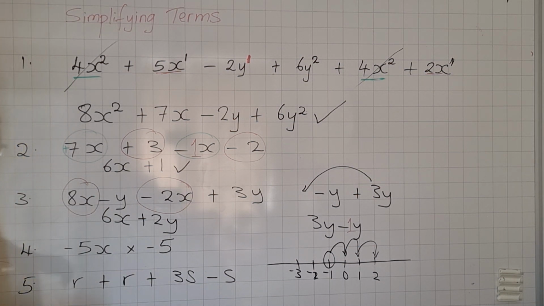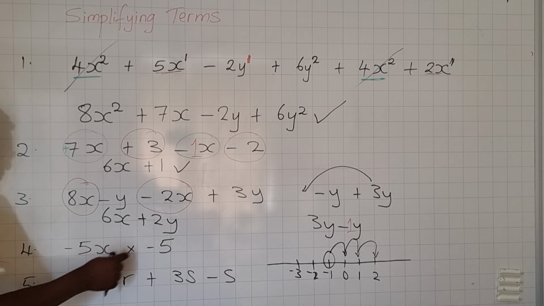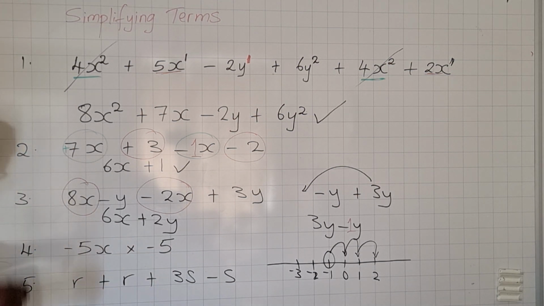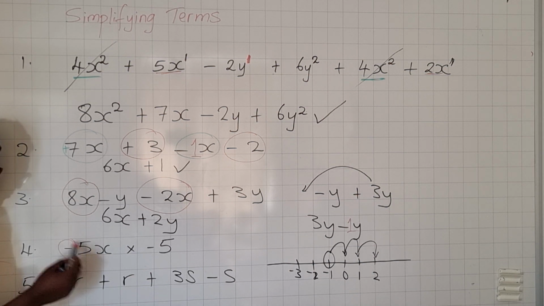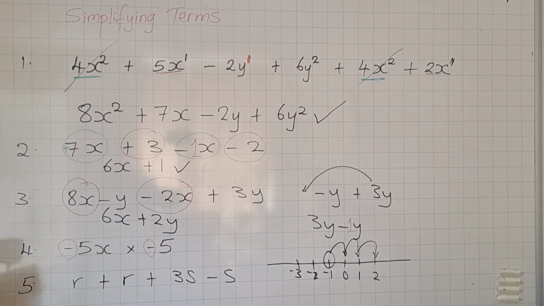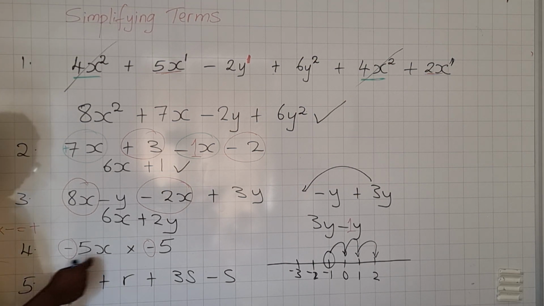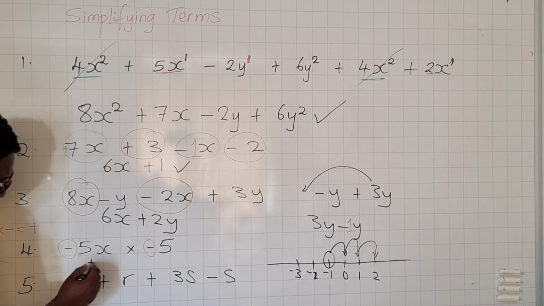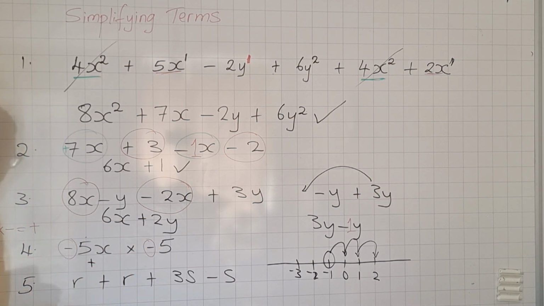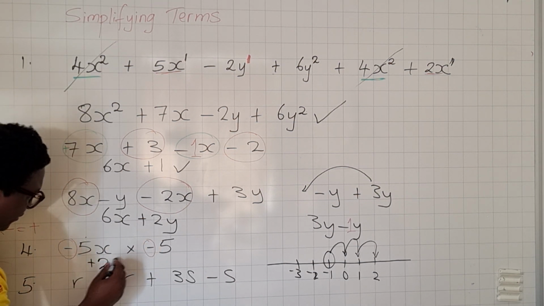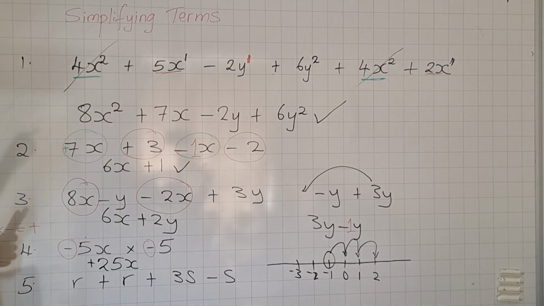Now, number 4. Minus 5x times minus 5. Careful here because minus times a minus will give you a plus. Something to memorize: negative times a negative is positive. So, minus times a minus is plus. 5 times 5, 25. And we just write the x, because there's nothing to multiply it by. So it's just 25x.